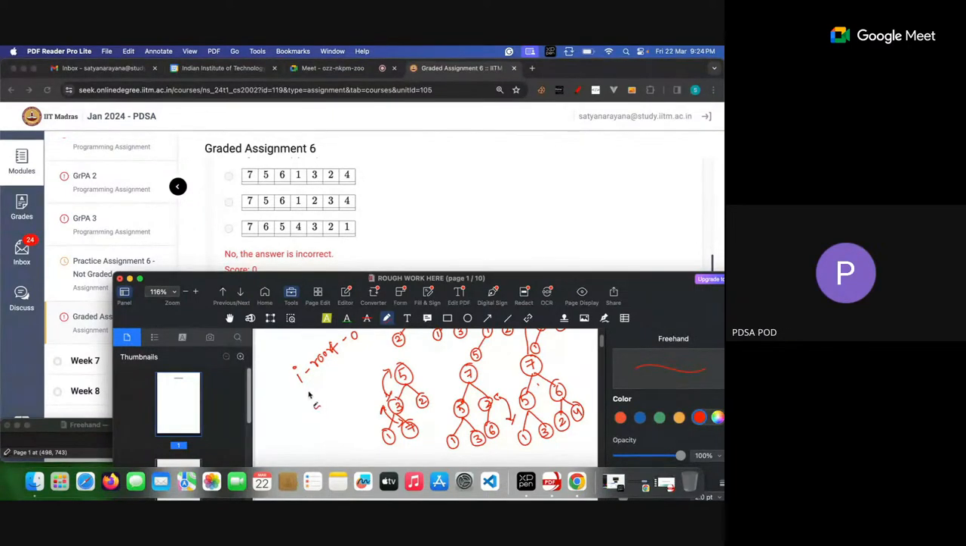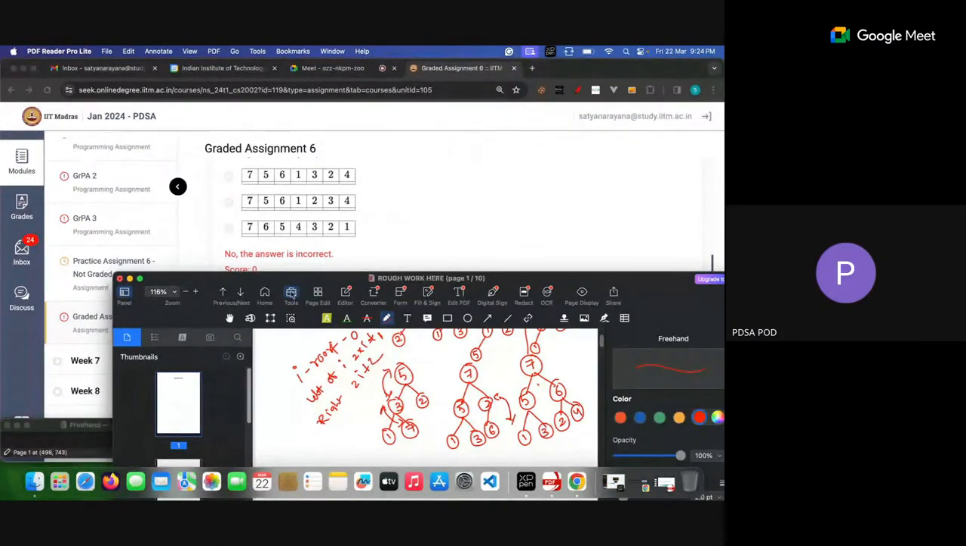There is a standard formula to get the left and right. First, how to get the left of I? 2 into I plus 1, I think so. Yes, sir. Two into I plus one. Is it right? So what is the right descendant? How do you get it? 2i plus 2. Yes, plus 2.